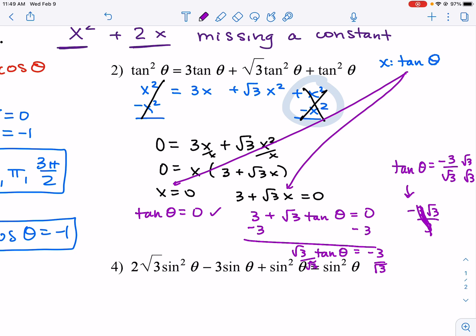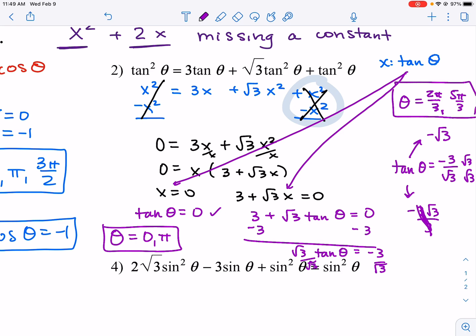So we're looking at where tangent is negative radical 3. Tangent is 0 at 0 and pi. So theta in this case is going to be at 0 and pi. Tangent is negative radical 3 in the second and fourth quadrant, which is going to be 2 pi over 3 and 5 pi over 3. 2 answers there.